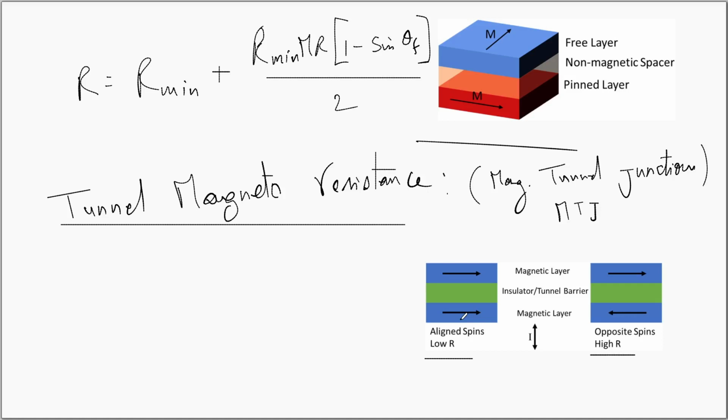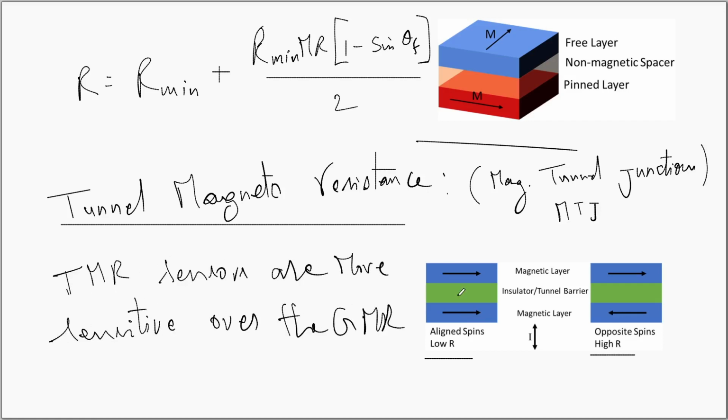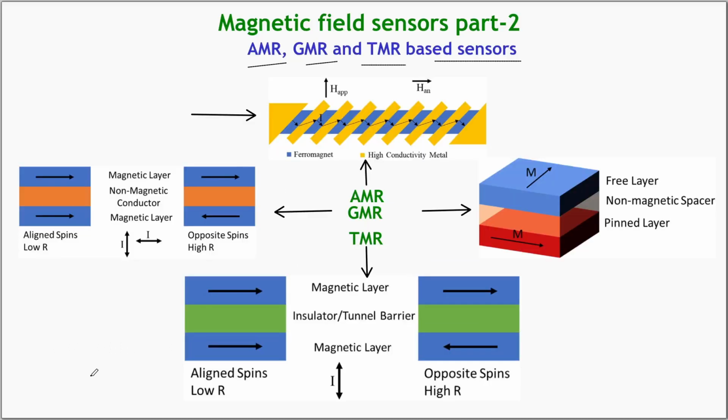The TMR sensors are more sensitive than GMR sensors. The TMR sensors have higher resistance and thereby consume lesser power than the GMR sensors. They suffer from high noise. They have high resistance and thereby consume less power than the GMR sensors at the same operating voltage. TMR sensors are more expensive and difficult to fabricate due to the need of a high quality, pinhole free, extremely thin tunneling barrier. In this video, we have tried to explain what are AMR, GMR and TMR based magnetic field sensors.